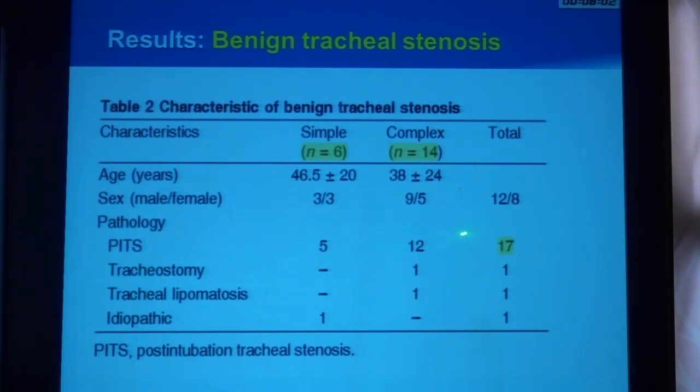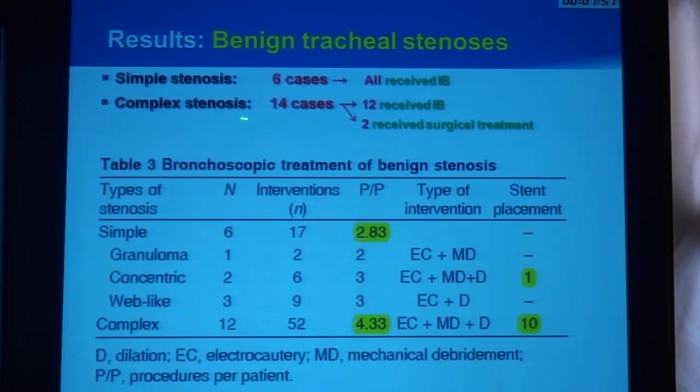The most common etiology was post-intubation tracheal stenosis. All the cases of simple stenosis received interventional bronchoscopy, while 12 out of the 14 complex cases received interventional bronchoscopy. 2 patients were surgical candidates and successfully proceeded to surgery. The mean procedures per patient in simple cases was 2.8, while in complex cases it was 4.3. In all cases of simple stenosis, 1 stent was applied. In complex cases, a stent was applied in 10 out of 12 cases.